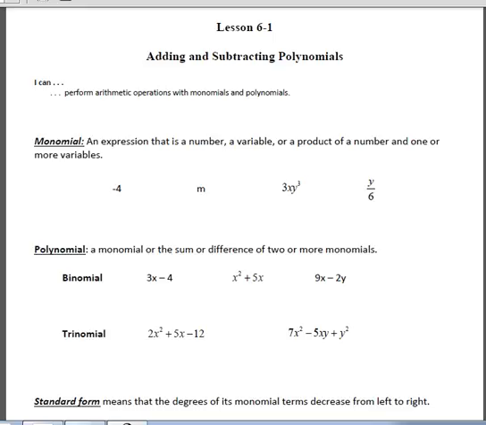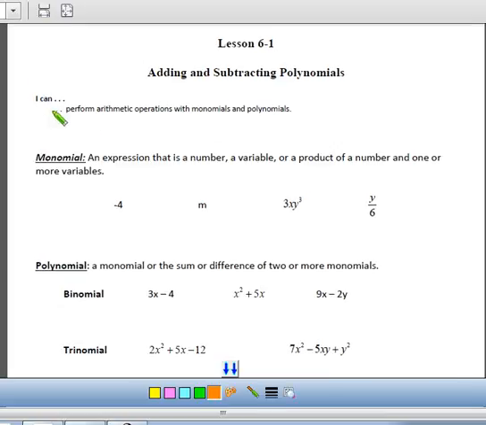Okay, so first let's take a look at the learning target. I can perform arithmetic operations with monomials and polynomials. So we first need to understand what monomials and polynomials are. The arithmetic operations are addition and subtraction that we're going to start with, but then we'll see others later on in other lessons.